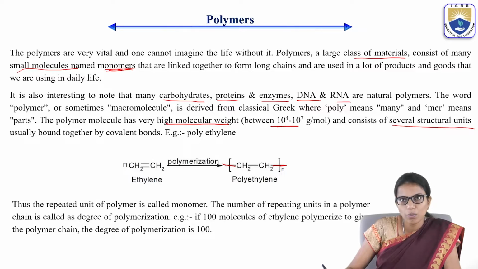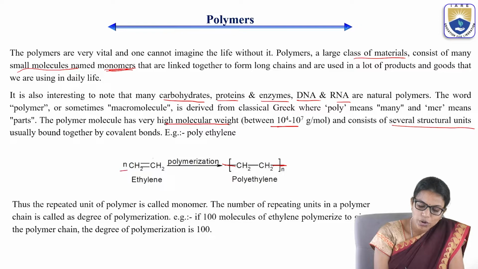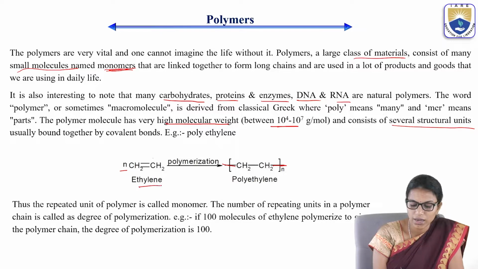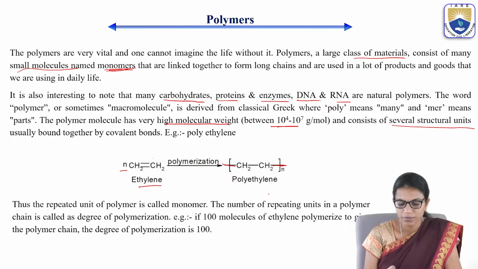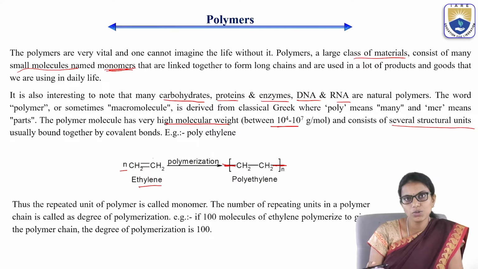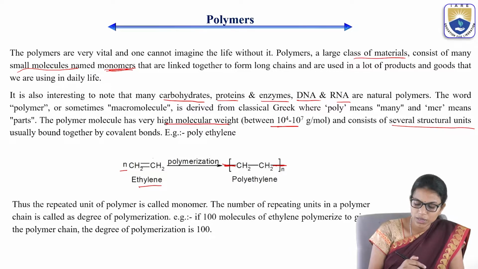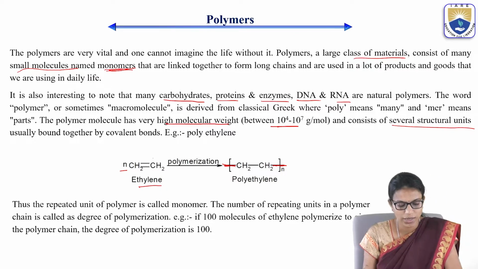For example, polythene, as I have said earlier, here n number of molecules are there in the ethylene group, and after the polymerization process, it will form polyethylene. Here, two functionality is there. That is why it is a true monomer. That is why it bound together and forms a polymer, that is polyethylene.